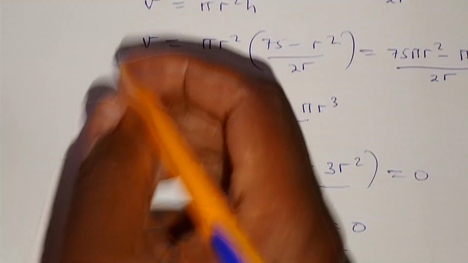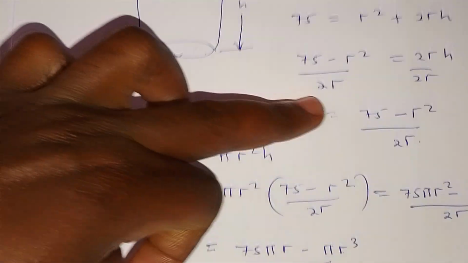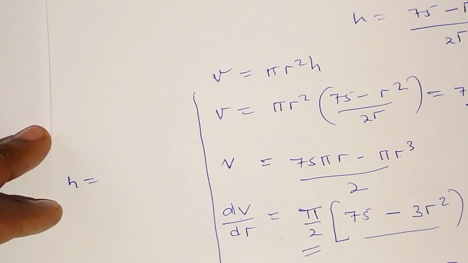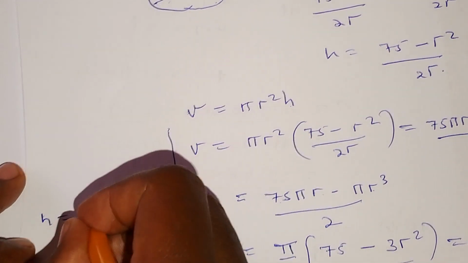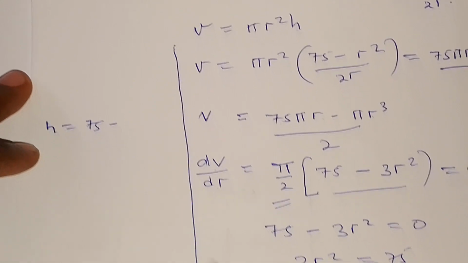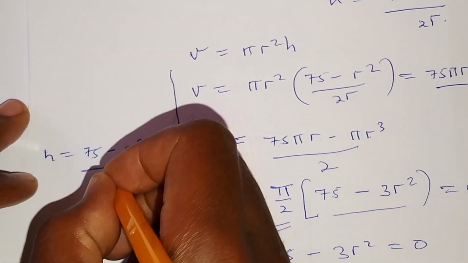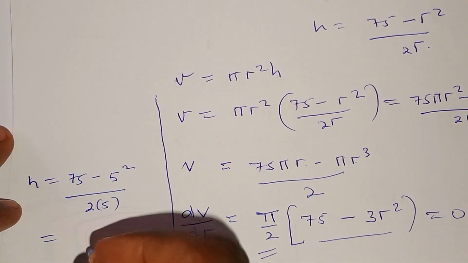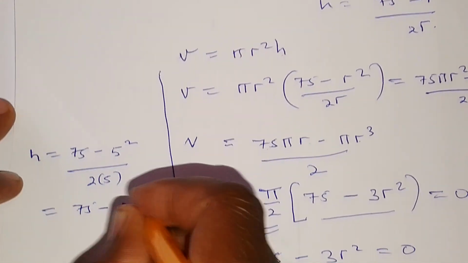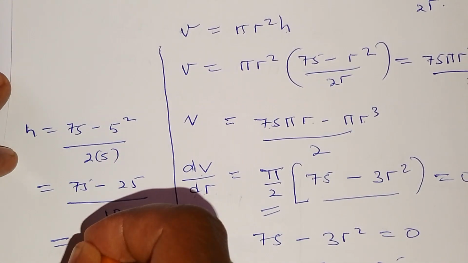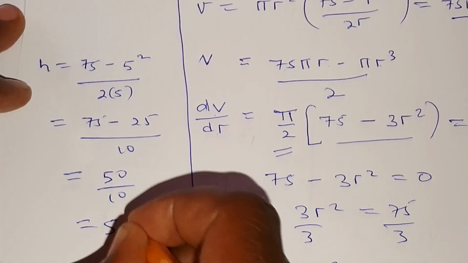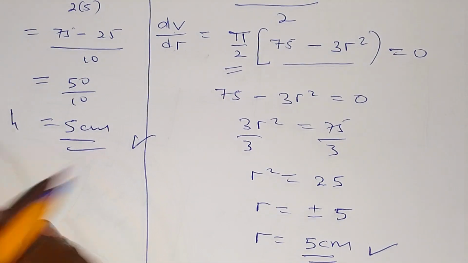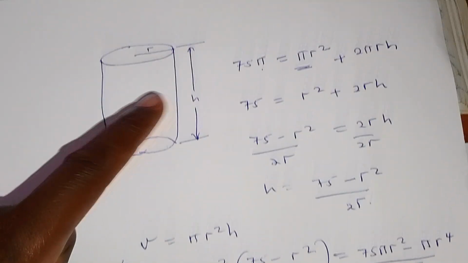Now we are not done yet, but you're almost there, because we need to determine the value of h, because here h is in terms of r. So we take h is equal to what? We take 75 minus 5 squared, so that is 25 over 2 times 5. So if you simplify this, it will give you 75 minus 25 over 10, which is 50 over 10, which is 5 centimeters. So you can see that both the radius and the height of this particular cylinder are the same.